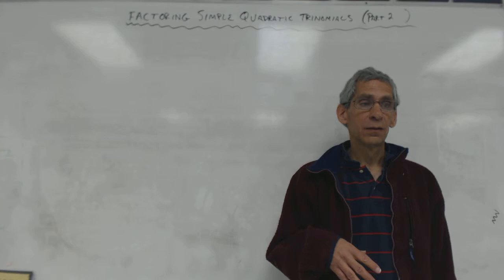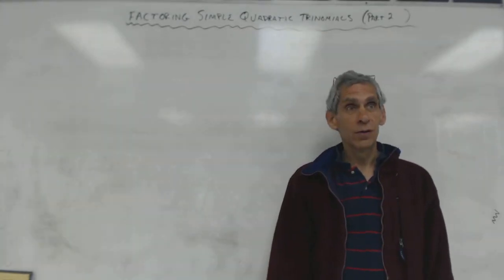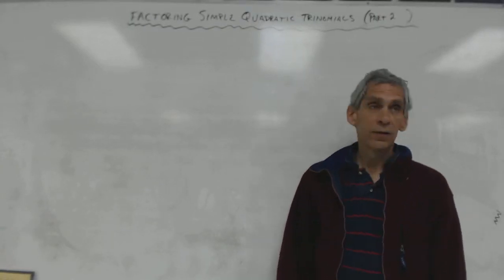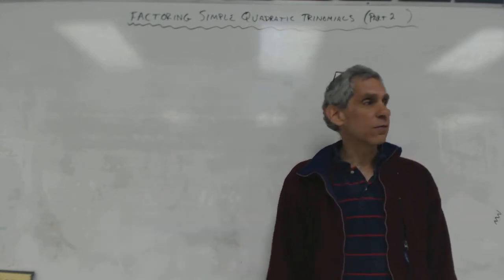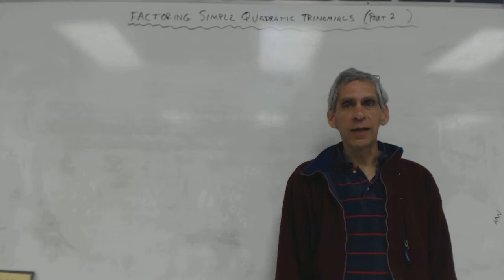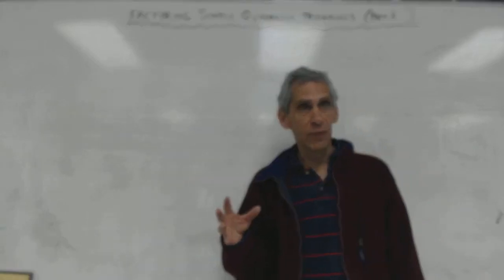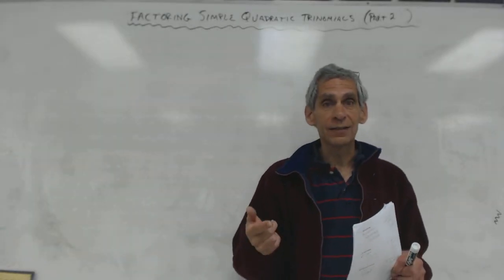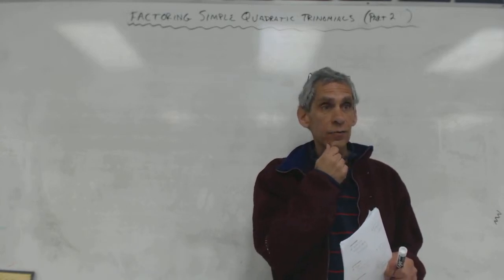Okay, so we are continuing our discussion from yesterday, which was factoring simple quadratic trinomials. We're just going to keep going. There's a few more ways that these might manifest, and you've got to know how to factor them. But it's the same process. That's the cool part. It's exactly the same process on all of them, with the exception of a few differences.